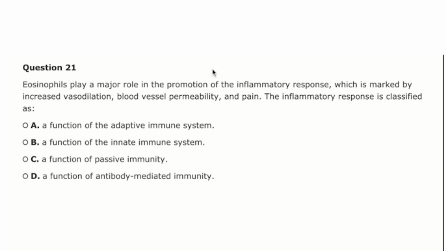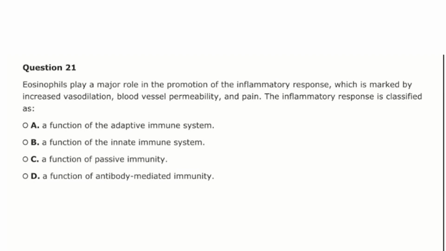Oh, all right. So straight up pseudo-discrete here, talking about some physiology. So eosinophils, major part of inflammatory response, which they tell us, which is nice, so that we don't have to freak out. Which inflammatory response? So vasodilation, blood vessel permeability, etc. So inflammatory response classified as, right?